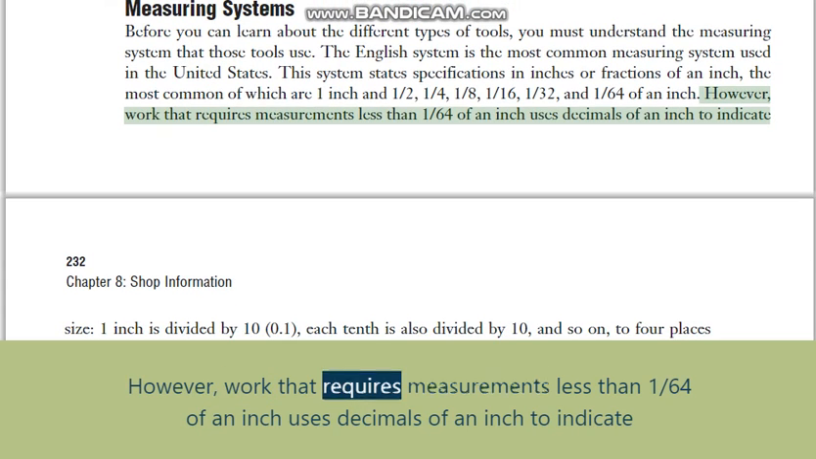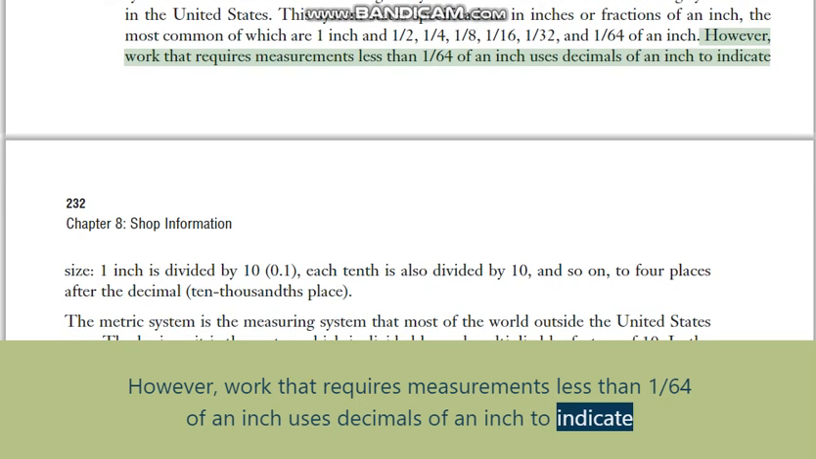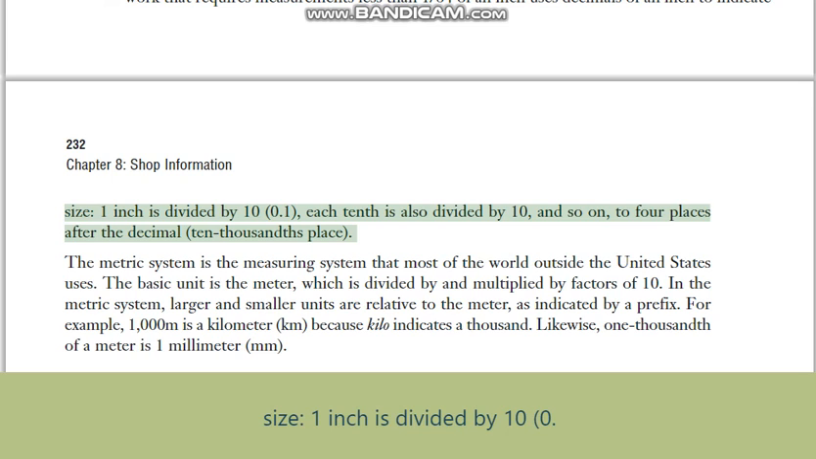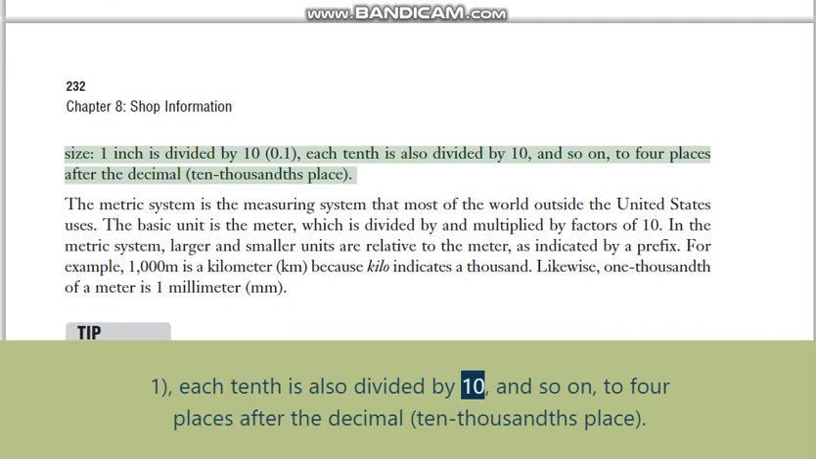However, work that requires measurements less than 1/64 of an inch uses decimals of an inch to indicate size. 1 inch is divided by 10, 0.1, each tenth is also divided by 10, and so on, to 4 places after the decimal, the 10,000ths place.